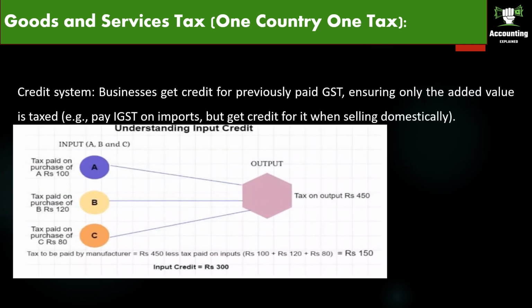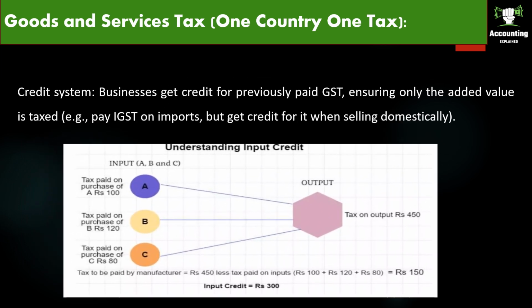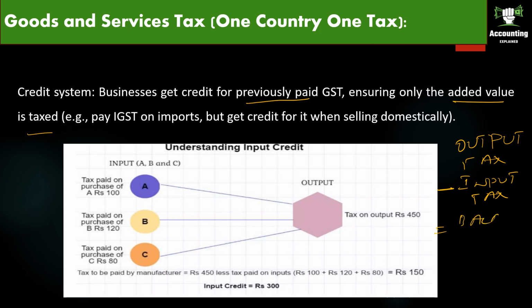Credit system. Businesses get credit for previously paid GST, ensuring only the added value is taxed. This is called input credit. Input credit means that at the time of paying tax on output, you can reduce the tax you have already paid on input, and pay the balance amount. That is the credit system.